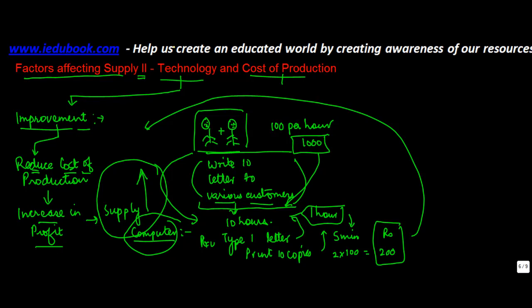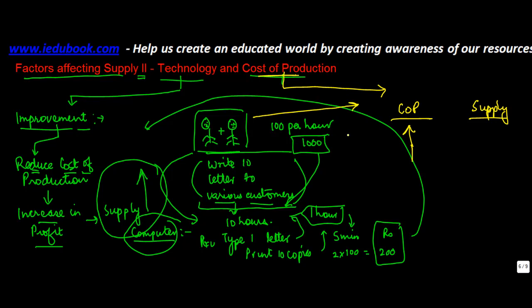Now, drawing the same analogy for the second piece, let's say cost of production and supply. If the cost of production increases, let's say you were using these two people to do a particular work and were paying 1000 rupees. If for some reason they start charging 1200, the cost of production is going to increase, and therefore the profits will decrease.